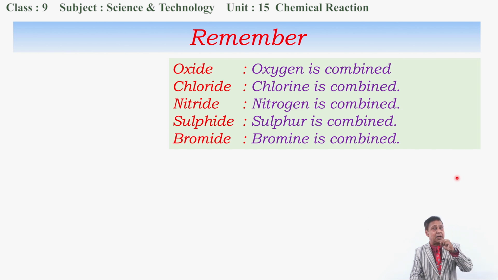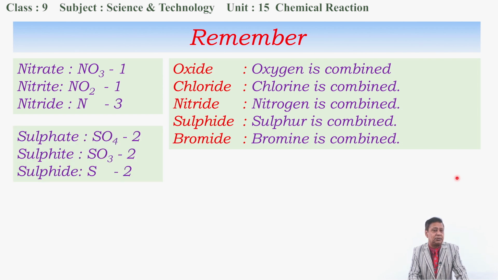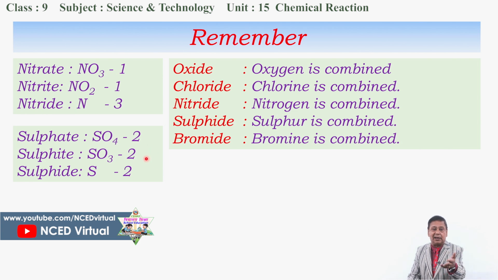Now maybe you will be confused about this. Look at this: nitrate is NO3, its valency is 1. Nitrite is NO2, its valency is also 1. Nitride is actually nitrogen only, its valency is 3. These three seem similar, but they are very different: nitrate, nitrite and nitride. Now look at another one: sulfate SO4, sulfite SO3. But sulfide means sulfur is combined, and fortunately their valency is the same.